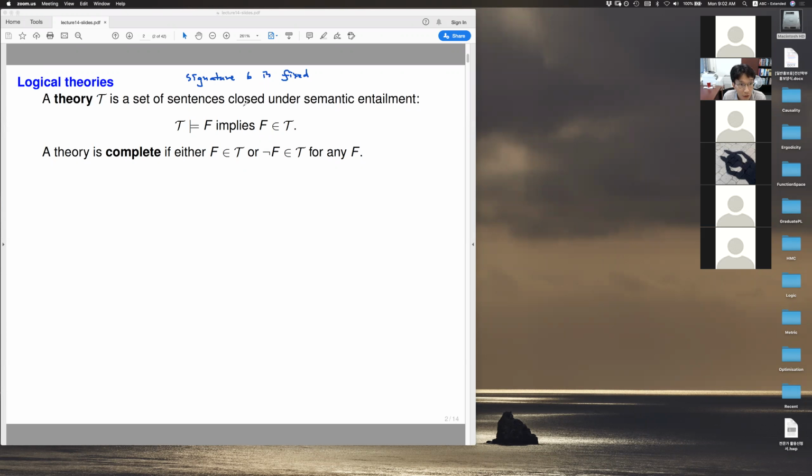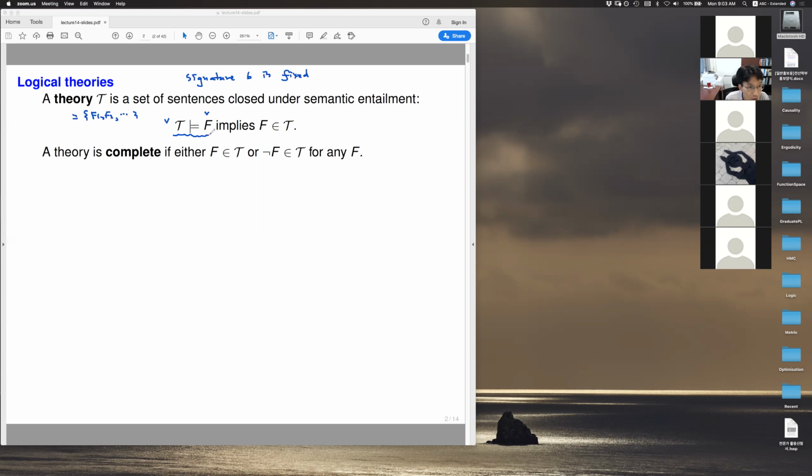If you expand this definition, the theory T is going to consist of a bunch of first order sentences like F1, F2, and so on. Typically, this theory is infinite. In order for this set of first order sentences to be a theory, it has to satisfy this condition: if there is a sentence F that follows from the theory T semantically, then that sentence F should belong to T.